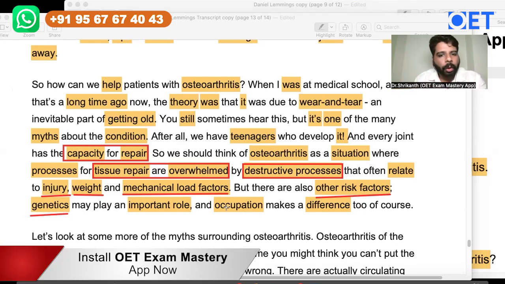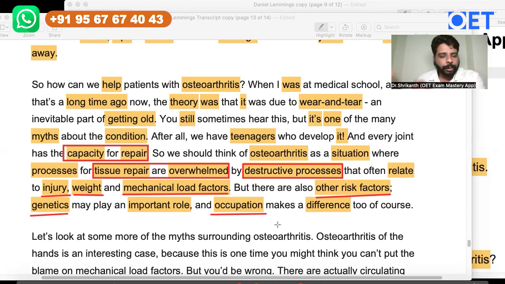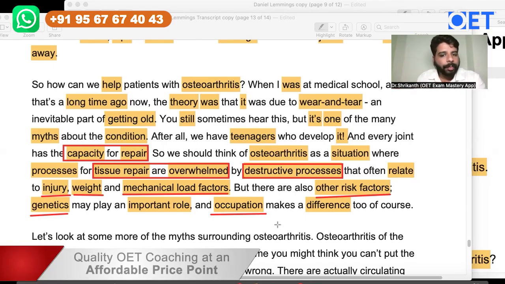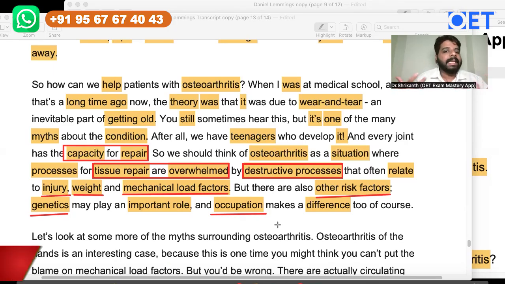And also the occupation. If the patient is working as a gym trainer, or as a daily wager where he has to lift a lot of things, then the occupation, the job of the patient, is also another risk factor. So here also the patient's body is overwhelmed. The body is not getting time to heal itself.